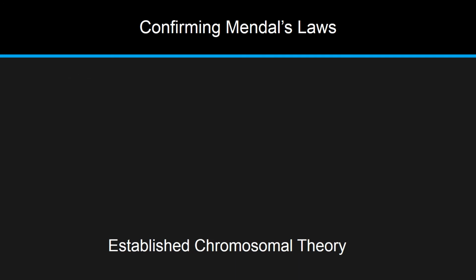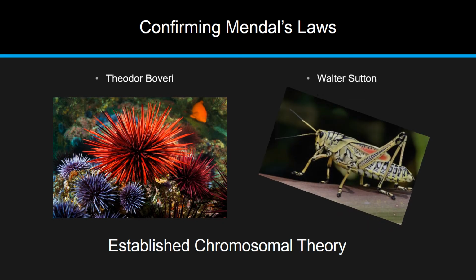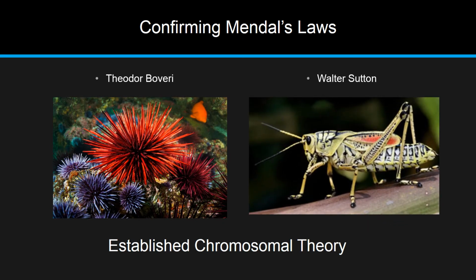Years later, in 1902, a man named Theodor Boveri was testing some of Mendel's laws of inheritance on sea urchins. Boveri discovered that sea urchin embryos would not develop without the presence of chromosomes. Later that year, another man by the name of Walter Sutton was working with grasshoppers and observed the separation of chromosomes into daughter cells during meiosis. Boveri and Sutton's work combined with Mendel's laws of inheritance was the foundation for the chromosomal theory and the first step in proving traits were inherited on chromosomes.